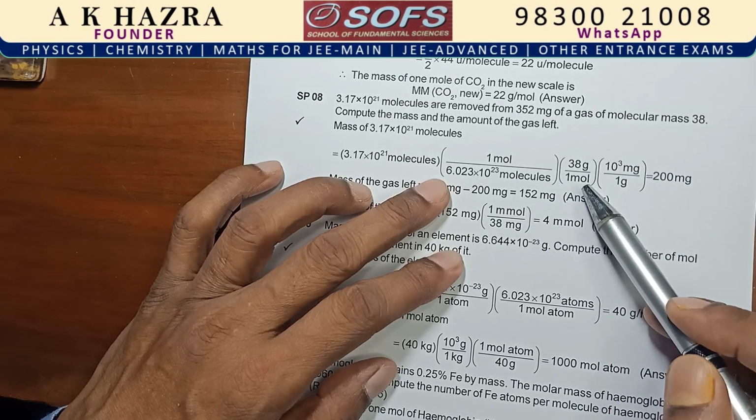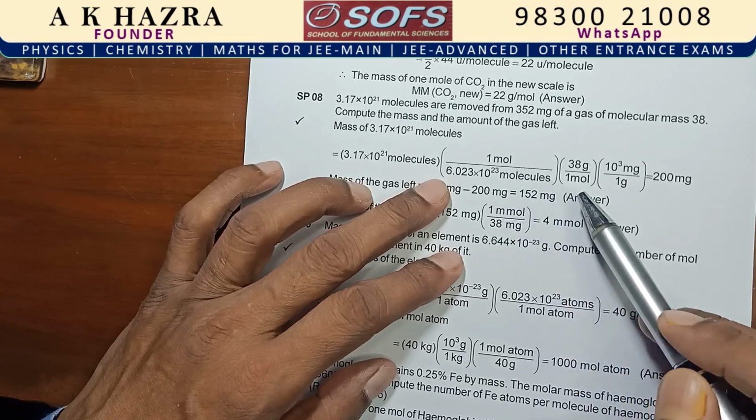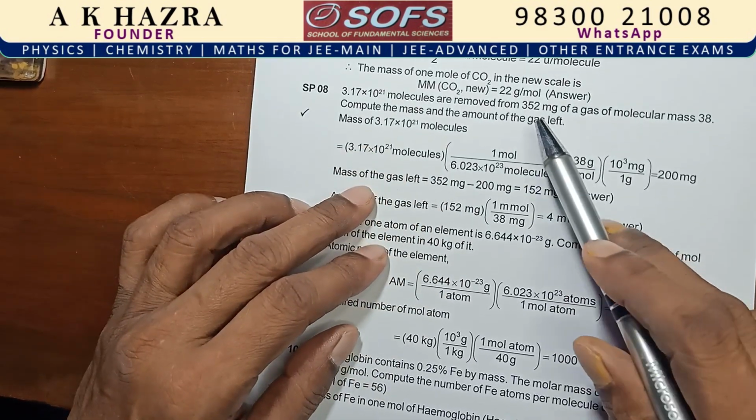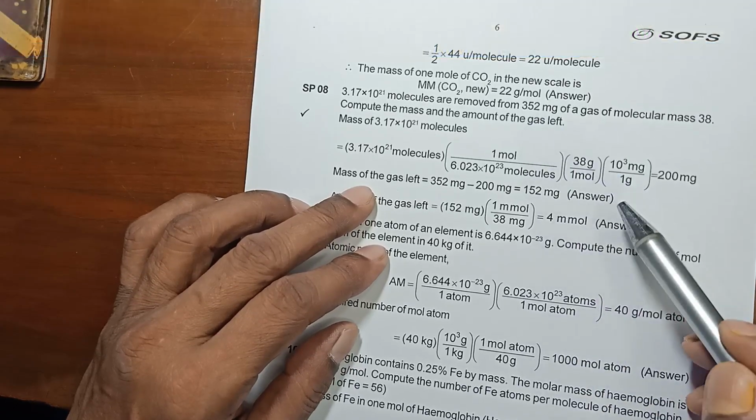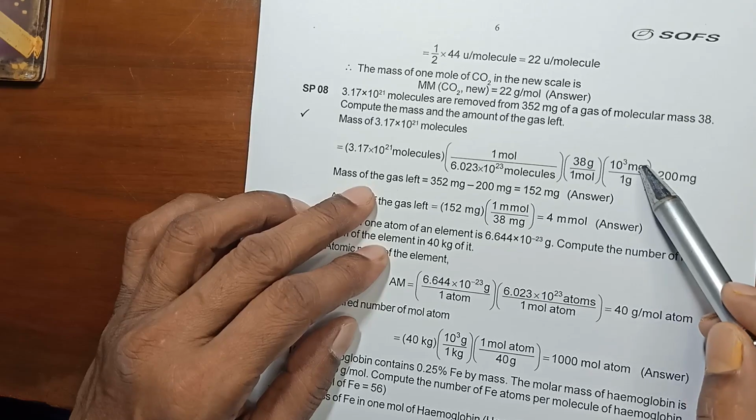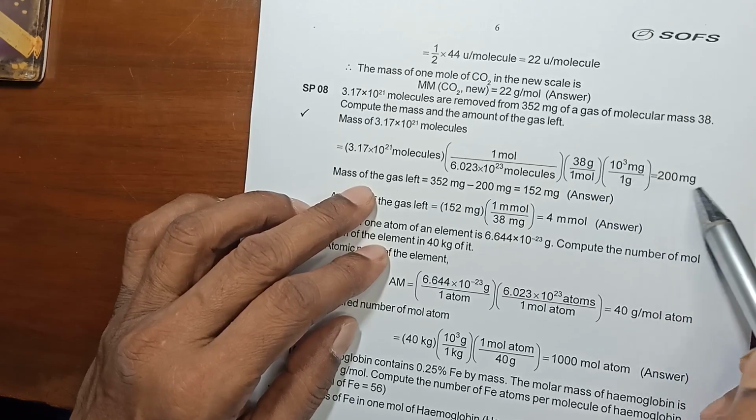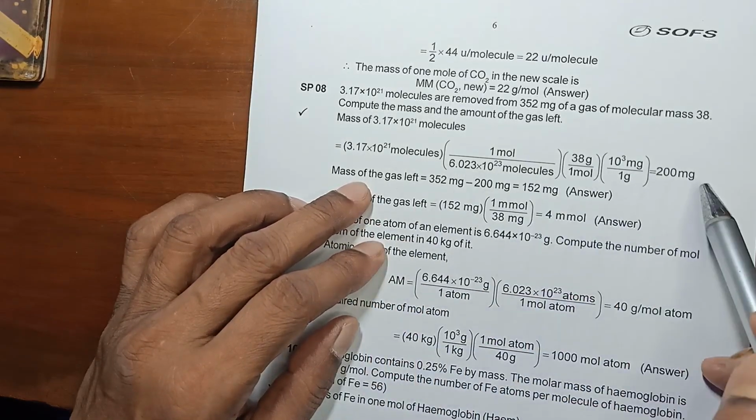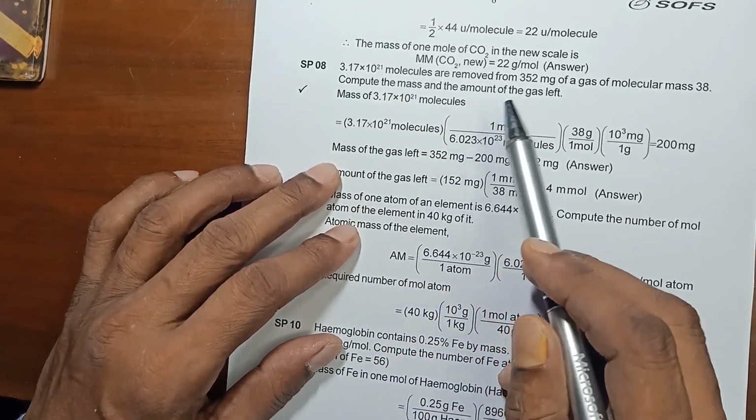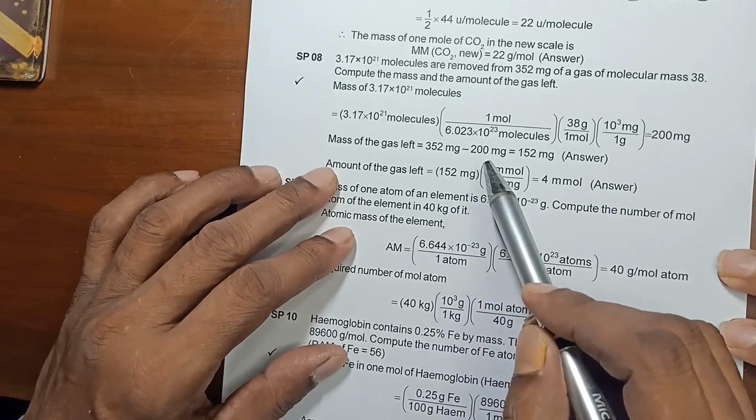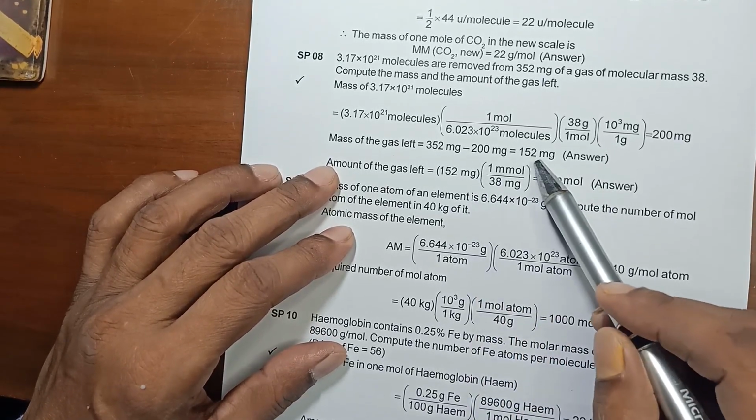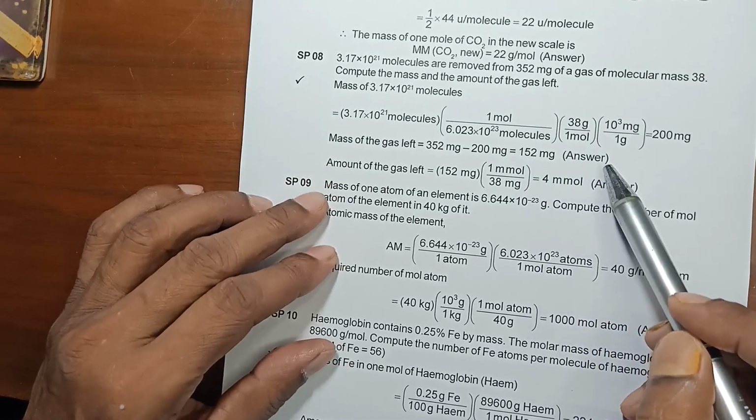So use the conversion factor 1 mole is 38 gram. So mole cancels, 38 gram. Convert to milligram, because 352 milligram is given. That's why we convert to milligram. So 1 gram is 1000 milligram. So gram cancels, milligram remains. You calculate, it will be 200 milligram. So mass of the gas left is 352 milligram originally present minus 200 milligram taken away, so 152 milligram is the answer.